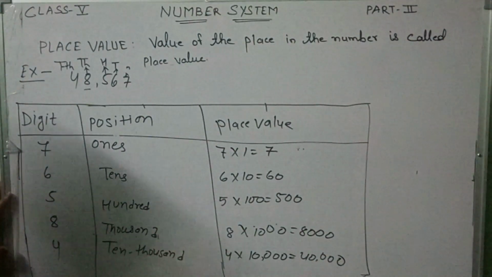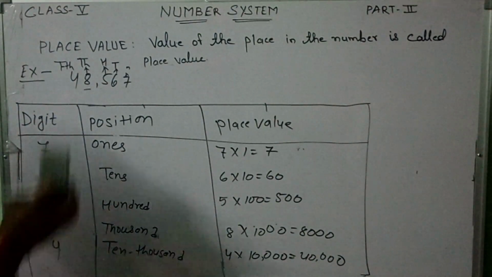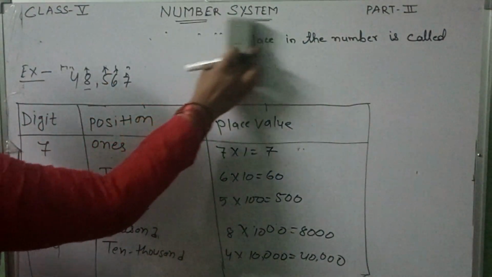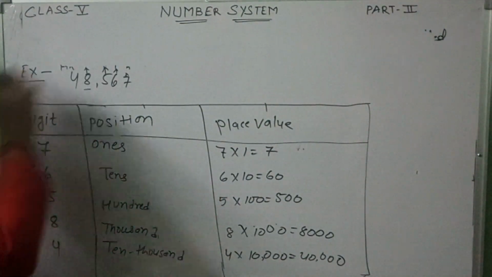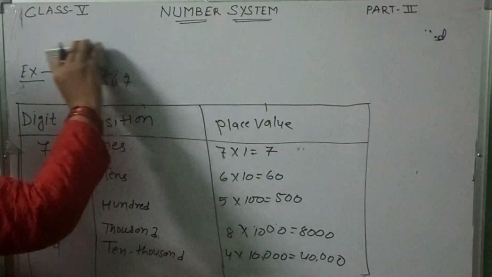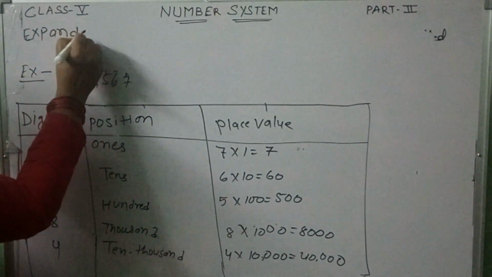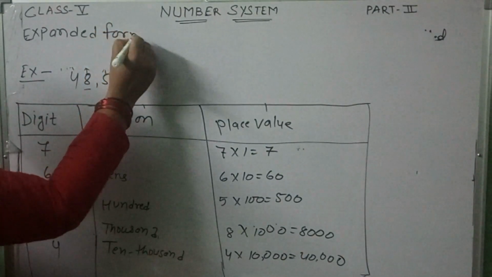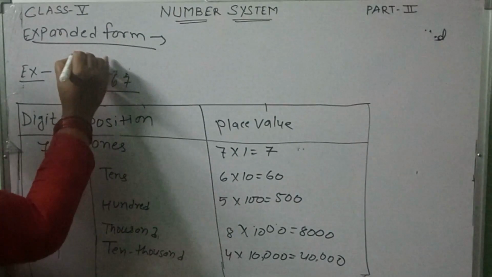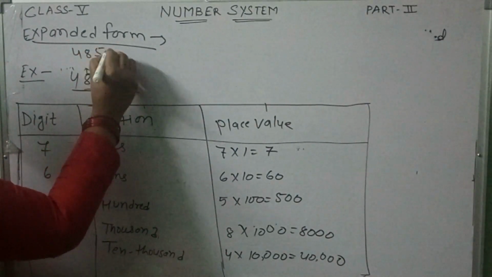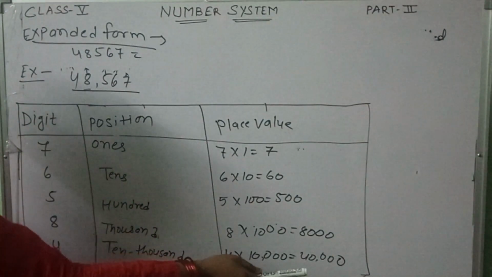expanded. Now we have to write this number in expanded form. Okay. What is the number given here? Right here, expanded form. So first write the number. What is given here? 48567. Okay. And after that we will start from here.